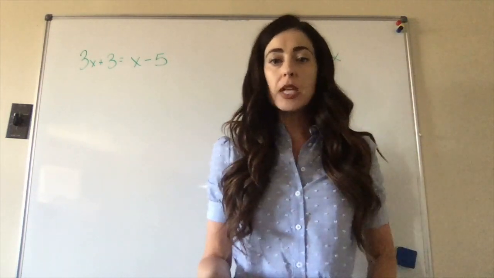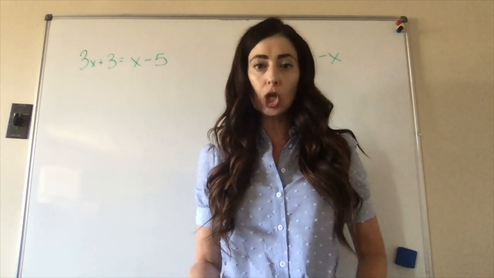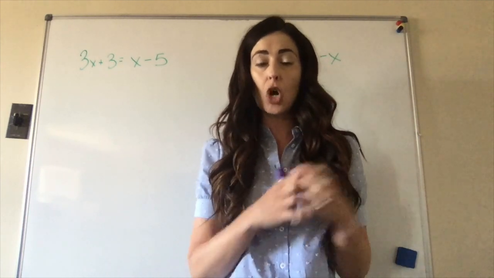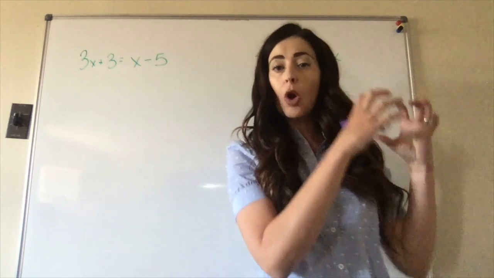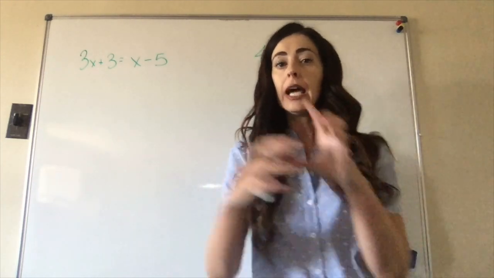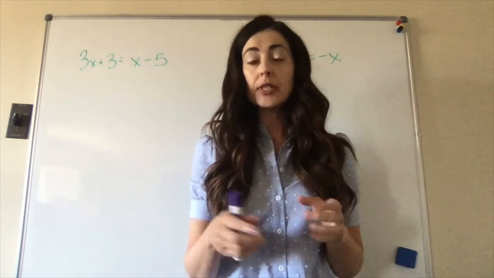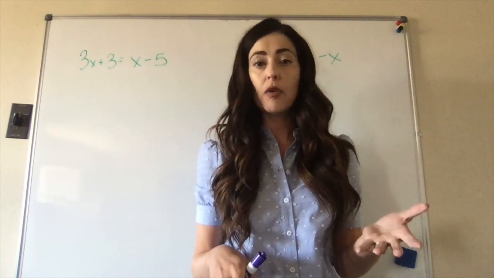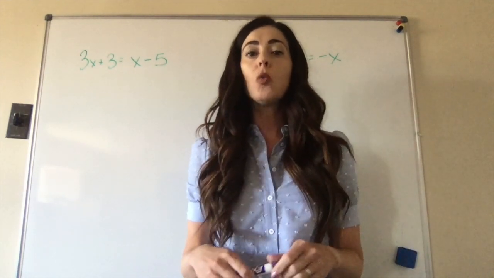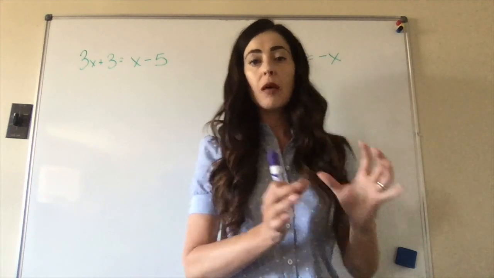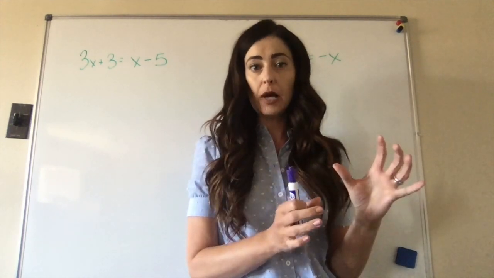So the first example that we have is 3x plus 3 is equal to x minus 5. The first step that you want to do is collect like terms, so things that look like each other on each side, okay? So you want all of your variables on one side, and you want all of your whole numbers on the other side. Now, one thing to note about this is that we can't have negative variables, okay? So you want to move things to the side that makes it positive, if possible, okay?